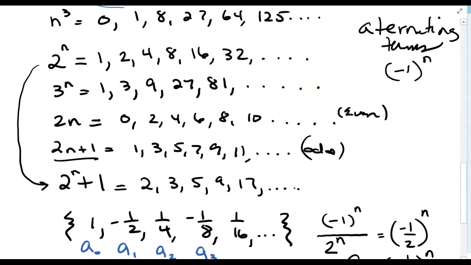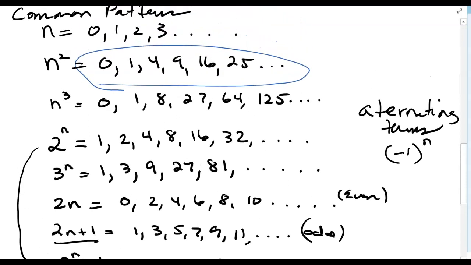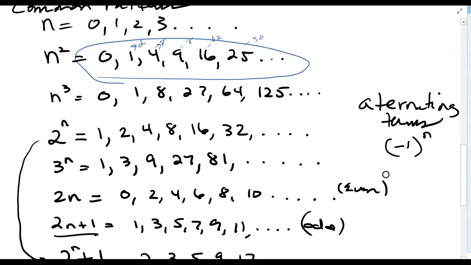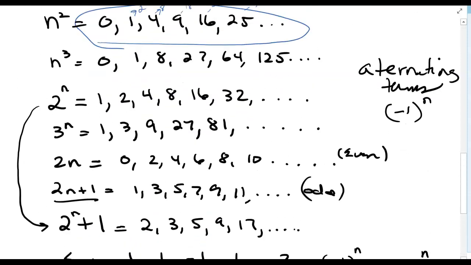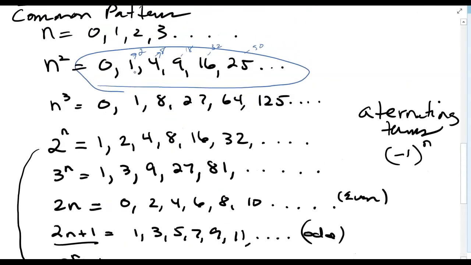So 7, 17, 31. Well, what happens if I double? If I double 1, I get 2. If I double 9, I get 18. I get 32. I get 50. So I got 2, 8, 18, 32, 50. Do you see what's happening? Yeah, it's actually n squared doubled and then subtract 1.